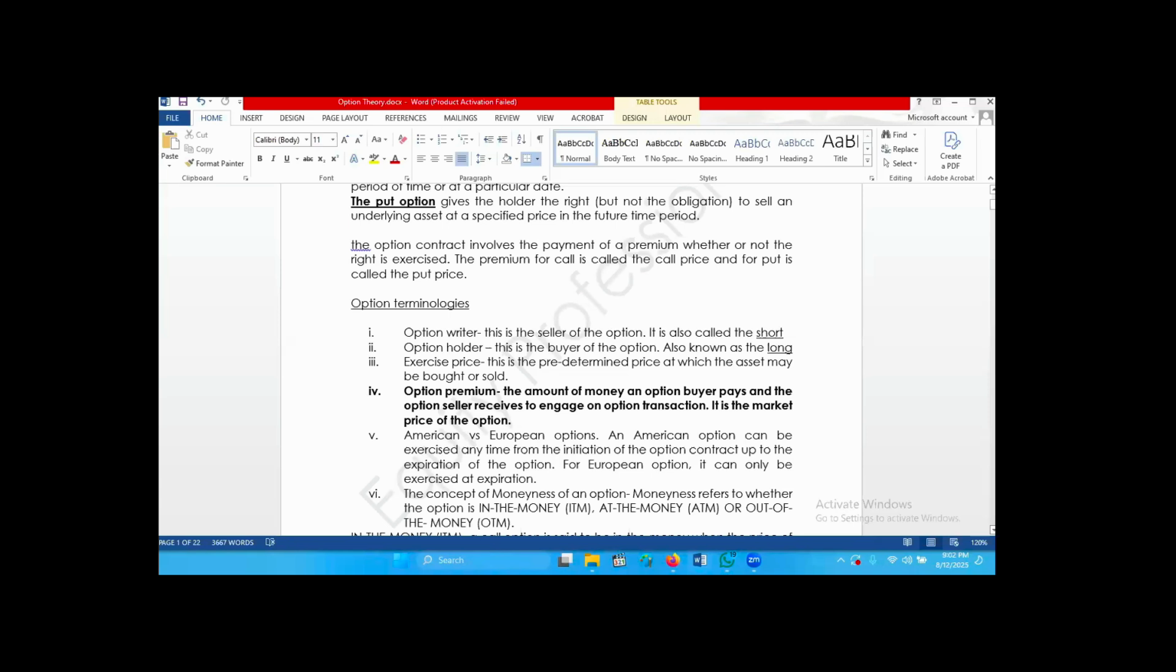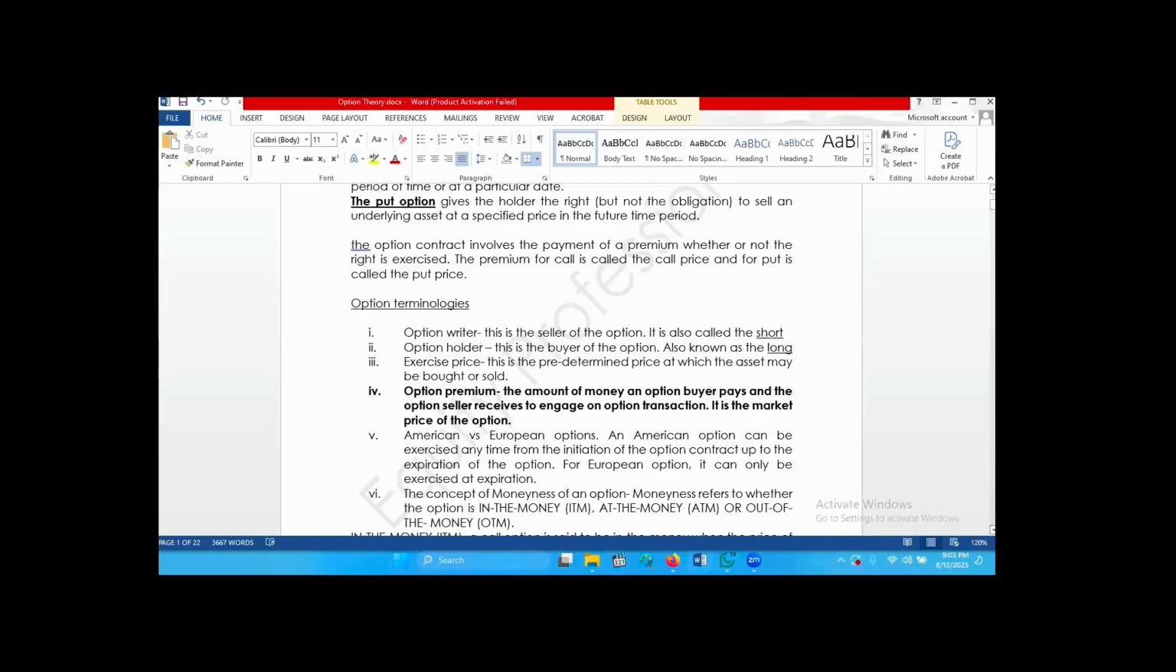Exercise price. This is the predetermined price at which an asset may be bought or sold. The exercise price is the predetermined price at which the assets may be bought or sold.